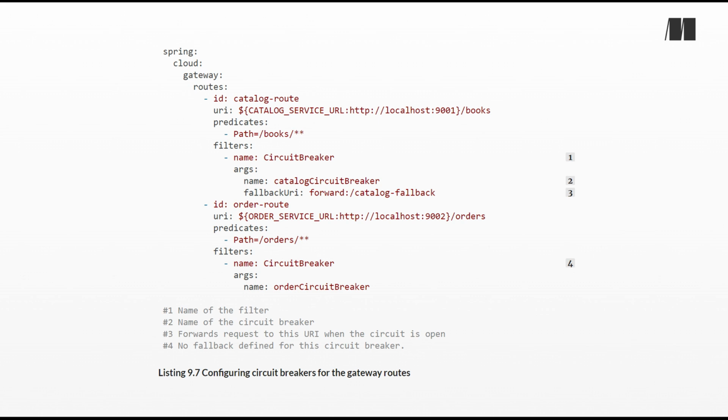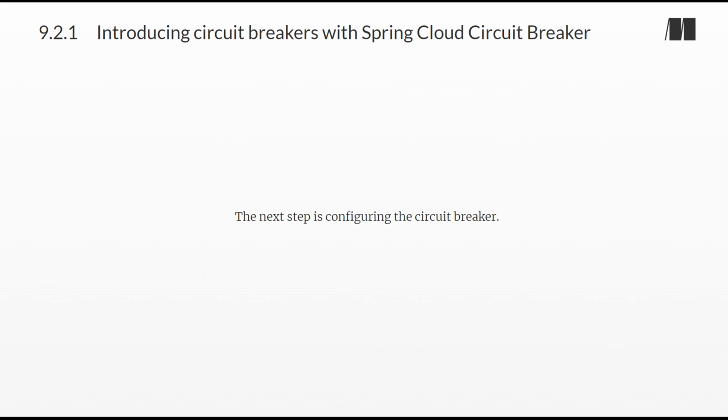Listing 9.7. Configuring circuit breakers for the gateway routes. The next step is configuring the circuit breaker. Section 9.2.2. Configuring a circuit breaker with Resilience4J.